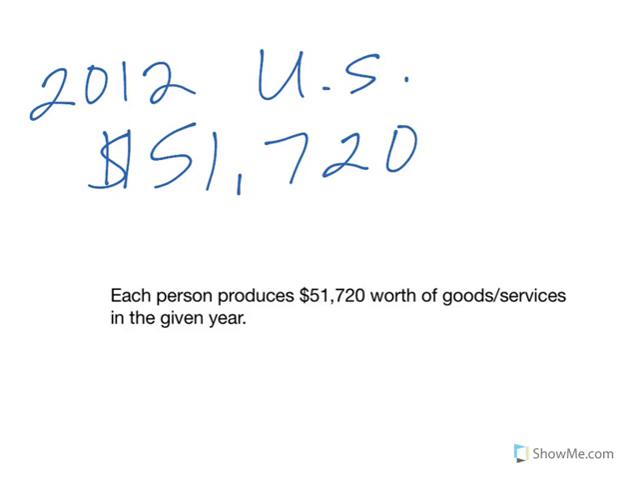That's everybody. That's Bill Gates. That's the homeless guy on the street. That's the 13-month-old baby living in your house. Every person in the U.S. produces that much, right? That's the average gross domestic product. So that's kind of an interesting concept.